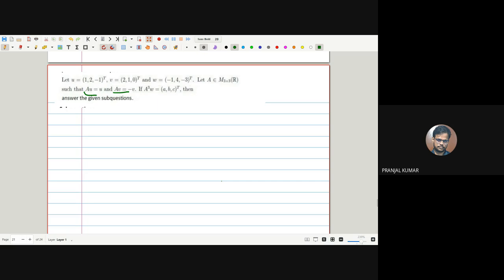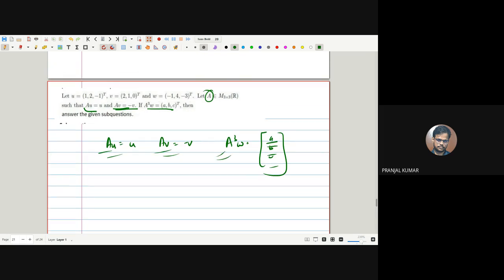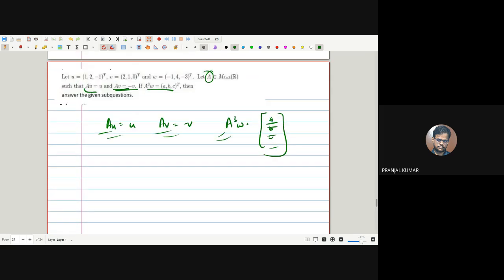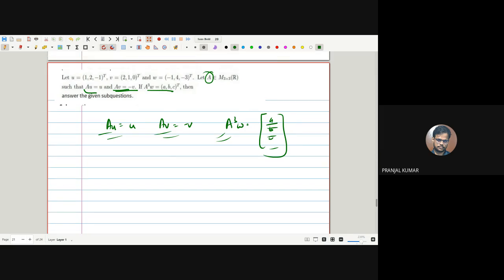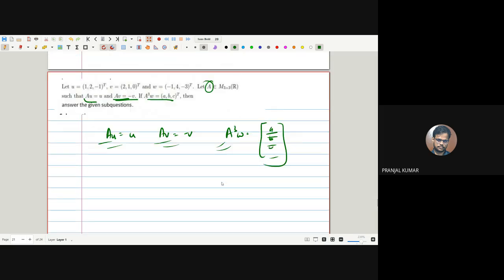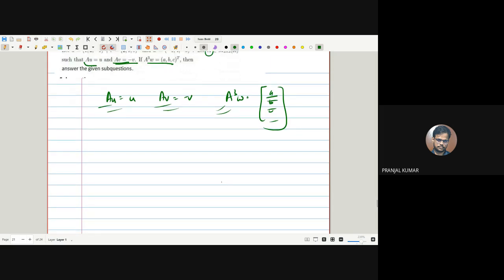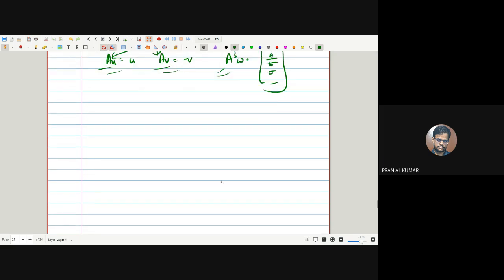Anyone, any idea? They have not given you a matrix, but they have given you these 3 pieces of information: AU is equal to U, AV is equal to minus V, A cube W is equal to ABC. 3 unknowns, 3 equations. I hope you will try this on your own. If you are able to do this, it would be very good. I won't do this here, but you have to use these 2 equations first.